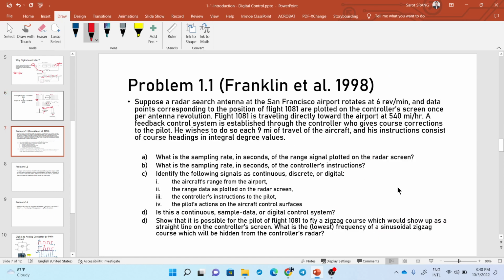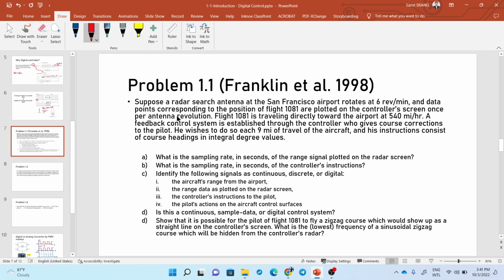Okay, now let's practice, just a warm up to get familiar with sampling. So read this and try to understand the question and answer. Let me read for you. Suppose a radar search antenna at the San Francisco airport rotates at 6 revolutions per minute. So in 1 minute it can complete 6 circles. Okay?